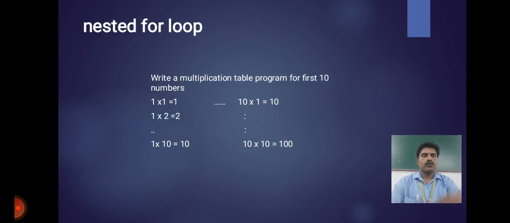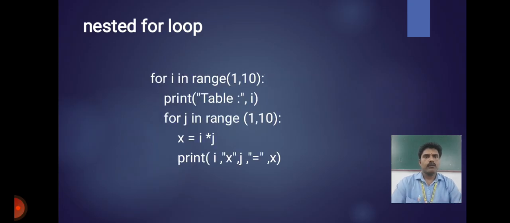So we are going to see one example. This is the multiplication table for the first 10 numbers using a nested for loop. So 1 into 1 equal to 1, 1 into 2 equal to 2. Similarly, 10 into 1 equal to 10, up to 10 into 10 equal to 100. So this is the program. This is the first loop, the outer loop, for i in range 1 to 10. So we are going to print the table number: table 1, table 2, table 3 like that.